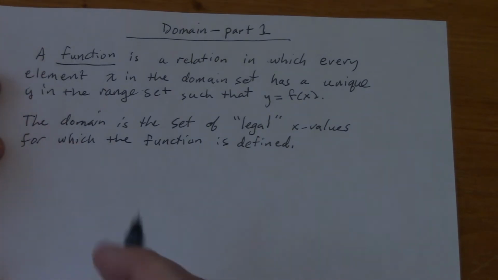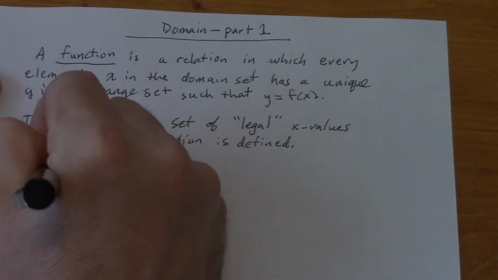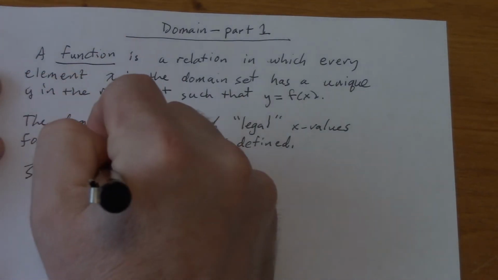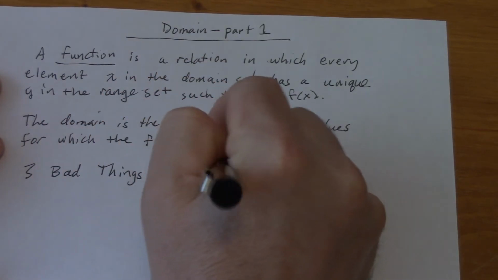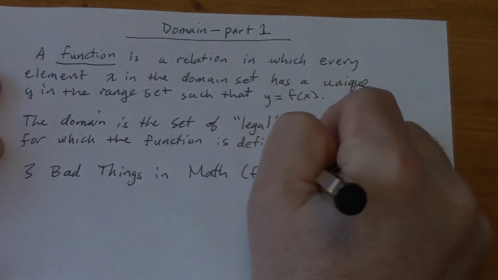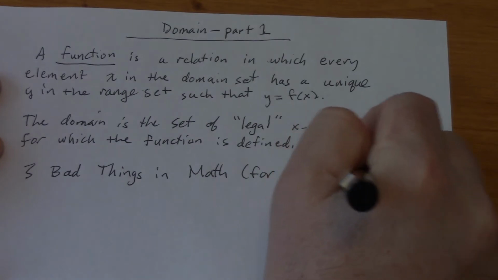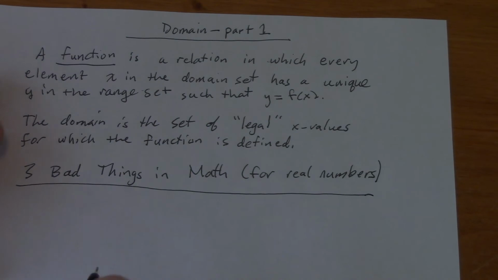Okay, so what is not legal? Well, there's really three bad things in math, and when I say in math, I mean for real numbers. So you can pause it right here, and you can maybe make a list of what you think the three things would be, and then I'll give you the list. So hit pause and make your guesses.